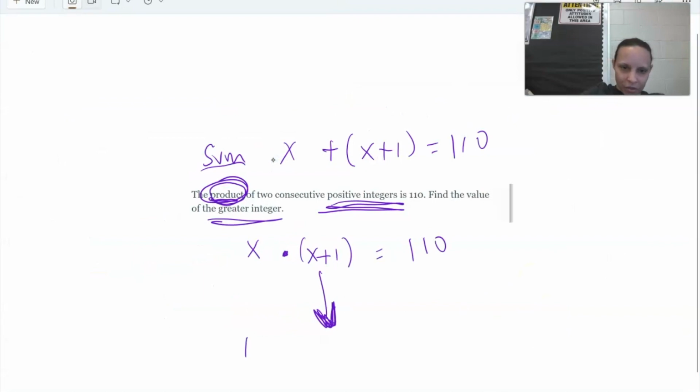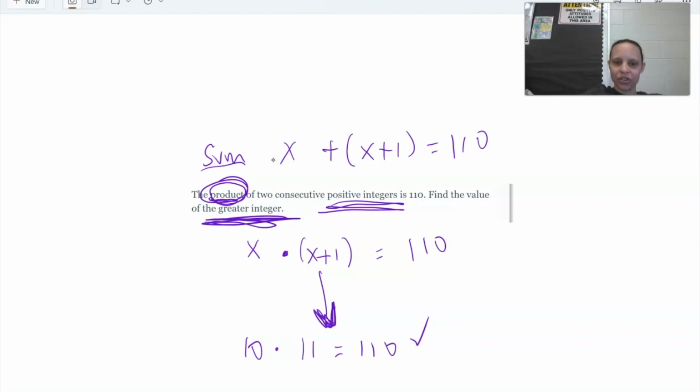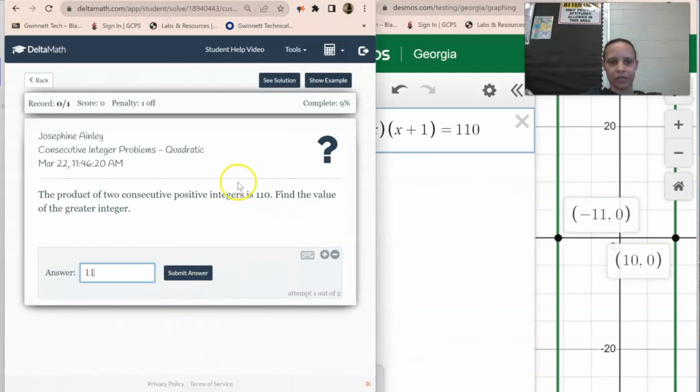So if x is equal to 10, okay, what's x plus 1? It has to be 11. And then I want to check that. Is 10 times 11 110? Yes, it is. So what is the value of the greater integer? It is 11. What is the value for the lesser integer? It is 10. So just make sure you are actually answering the question that they're asking. So in my case, it is 11.